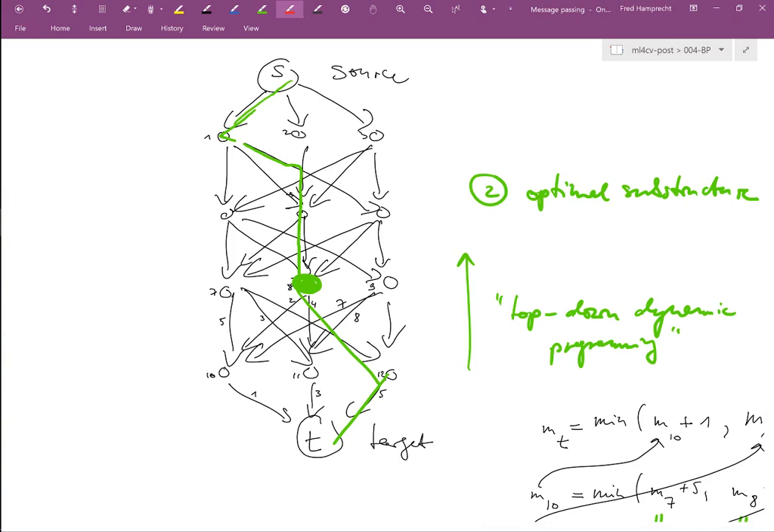Because, you know, if there was a second cheaper path to node 8, so if the red one was cheaper than the top of the green path, well, then I would replace the top of the green path by the red one, because the system has no memory. Okay? So this is called optimal substructure.